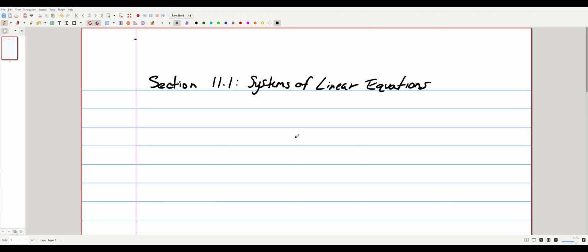Hey guys, in this section we're jumping to section 11.1, and the title of the section is Systems of Linear Equations. So in the last section we were talking about lines. We talked about lines in general form, in slope-intercept form, and in point-slope form. And so let's put down a couple lines in standard form.